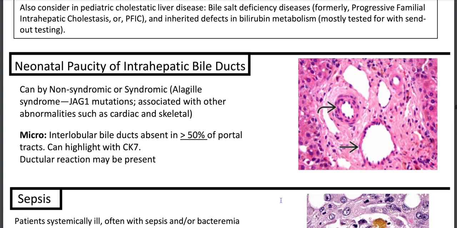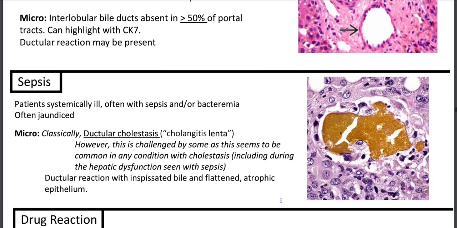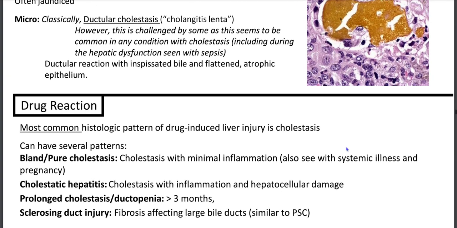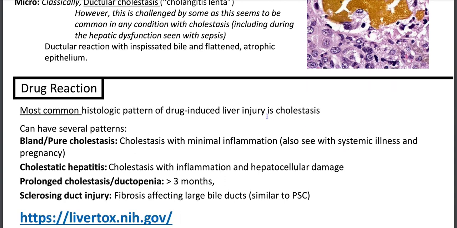Neonatal paucity of intrahepatic bile ducts can be syndromic or non-syndromic. If it's syndromic, think about Alagille syndrome, which is due to a JAG1 mutation. Your interlobular bile ducts are absent in greater than 50% of portal tracts. Sepsis can have ductular cholestasis or ductular reaction with inspissated bile. Drug reaction, the most common histologic pattern of drug injury is cholestasis.